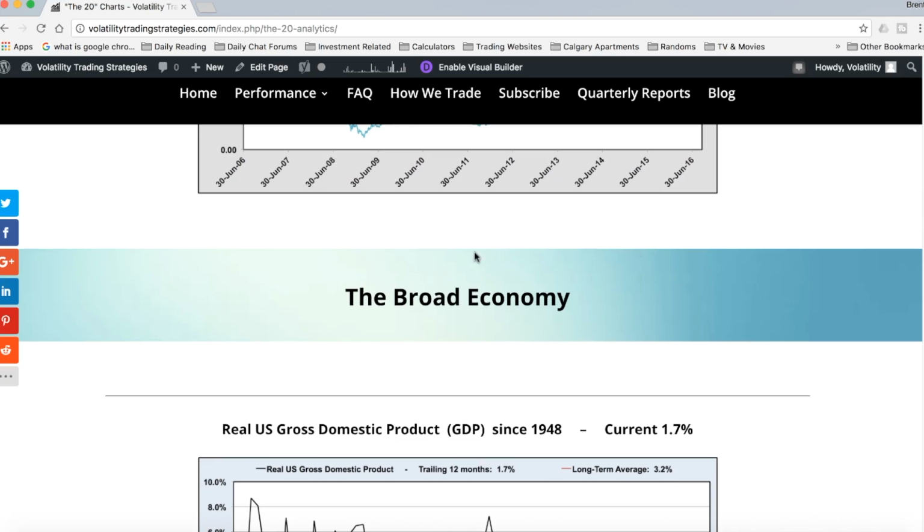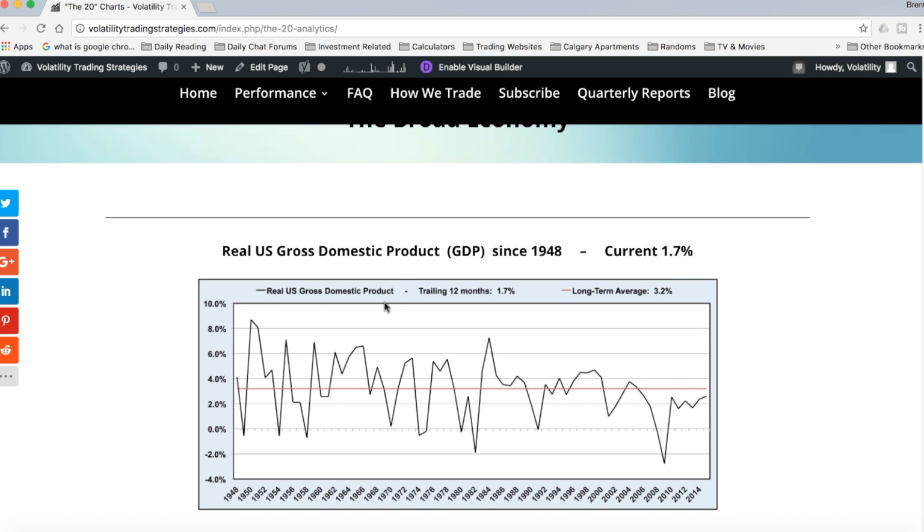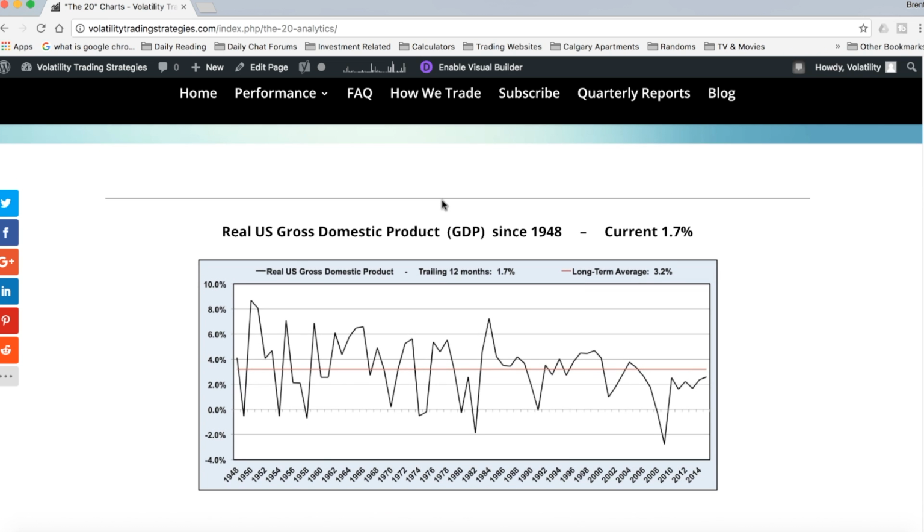Okay, so we'll start with the broad economy and of course the US real GDP. This is sort of the big number for the broad look at how an economy is performing. You can see the red line in this chart is the long-term average of 3.2%. This goes all the way back to 1948. And recently, of course, since the year 2000, the year 2000 is going to be a pivotal point for a lot of these charts.